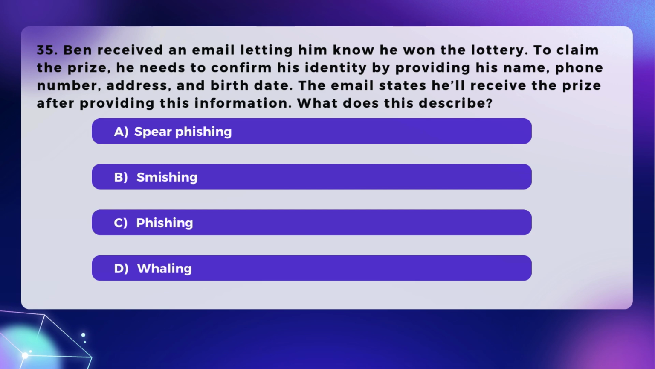Ben received an email letting him know he won the lottery. To claim the prize, he needs to confirm his identity by providing his name, phone number, address, and birth date. The email states he'll receive the prize after providing this information. What does this describe? A. Spear phishing. B. Smishing. C. Phishing. D. Whaling.